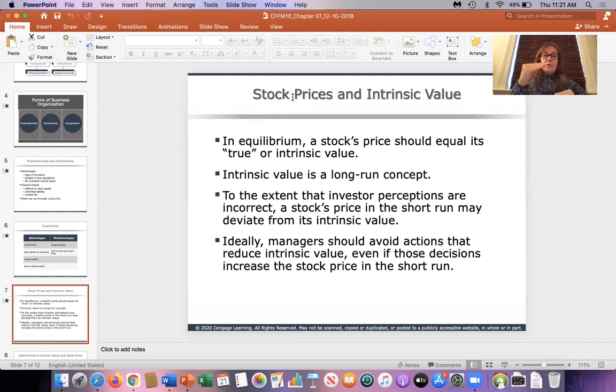And you have to decide if you think it's overvalued or undervalued. If it's undervalued, you want to be a buyer, obviously, because that means it's going to go up. If it's overvalued, you want to be a seller. But in the long run, the stock price will equal the intrinsic value. That's a true long run equilibrium.